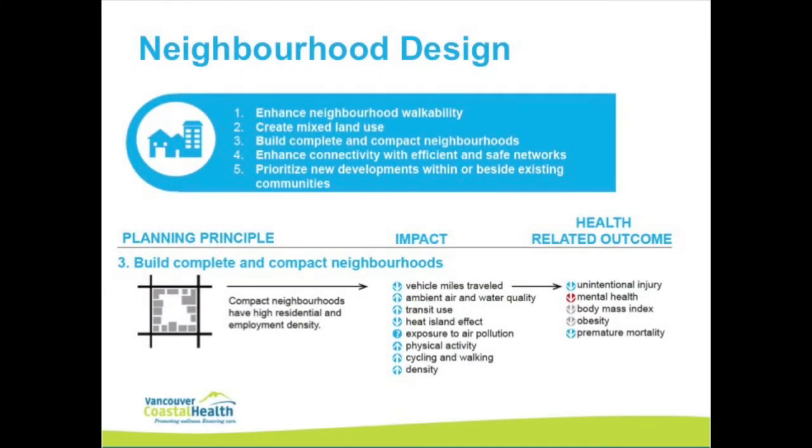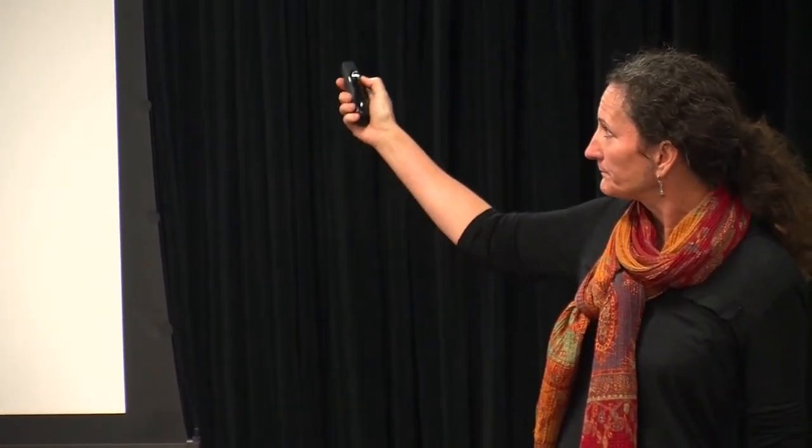The related health outcomes from that, based on the evidence, are reduced unintentional injury, improved mental health, decreased mental illness, body mass index down, obesity down, and premature mortality down. That's the kind of evidence that we've done on each of these 5 areas. Then we walked through each of them.